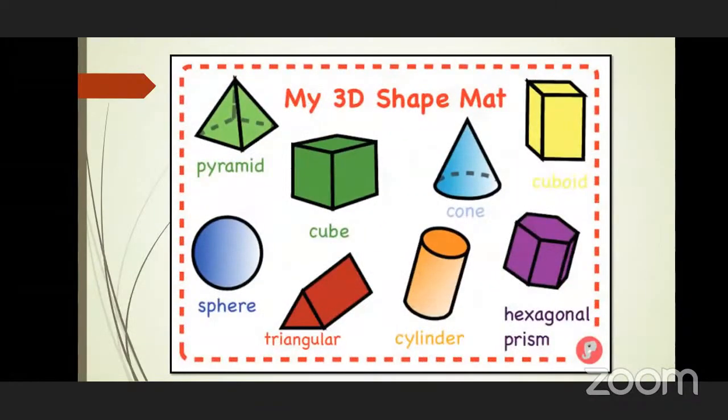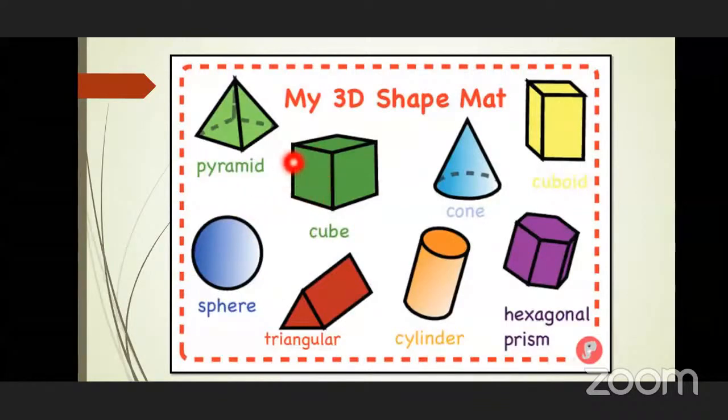Now see, children, what do you see? What is this? They are 3D shapes. Reply me, beta. What do you see in this picture? All these are 3D shapes. Okay. This is a pyramid. This is a cube. This is a cone. This is a cuboid. Now see, in this, why are these 3D shapes?